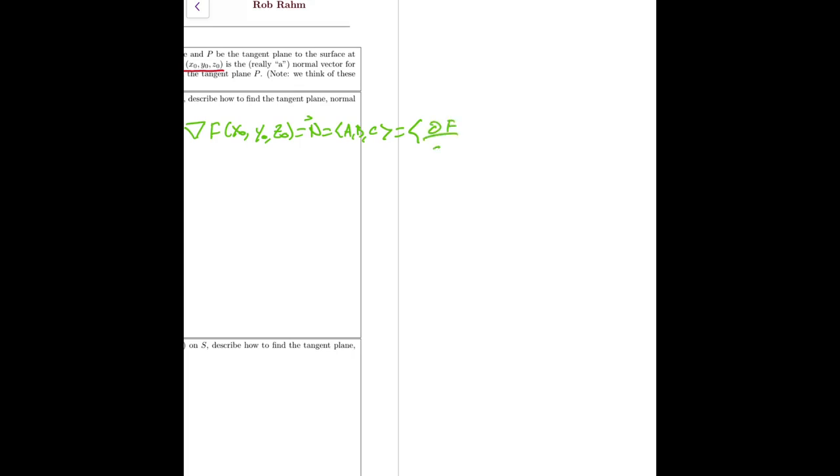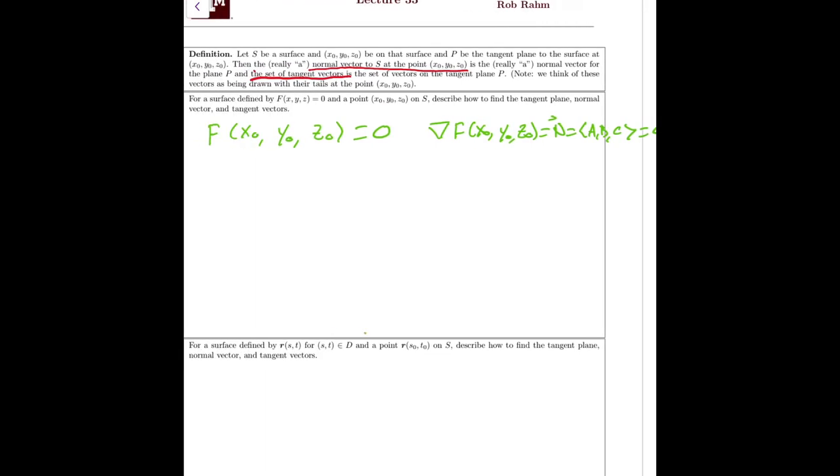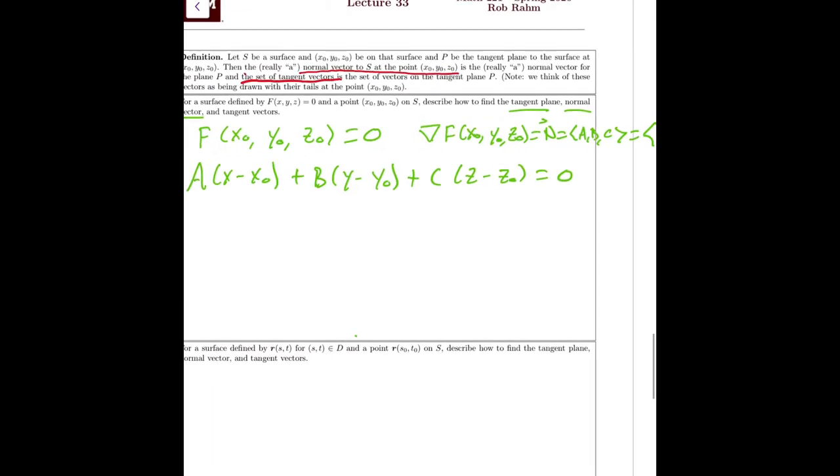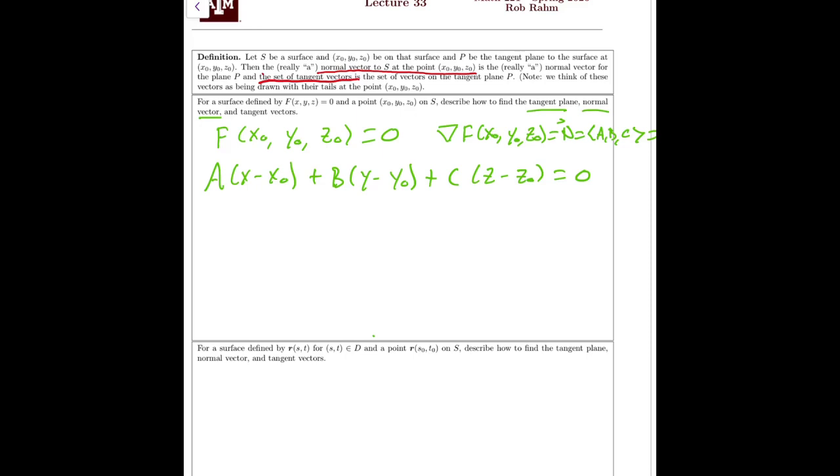But remember, the formula is: this is the partial derivative of f with respect to x, this is the partial derivative of f with respect to y, this is the partial derivative of f with respect to z, all of these partial derivatives evaluated at the point (x0, y0, z0). But I'm just going to use a, b, c. Then we know that an equation for the tangent plane would be a(x − x0) + b(y − y0) + c(z − z0) = 0. This is just the general equation for a plane that has normal vector (a, b, c) and goes through the point (x0, y0, z0). So we've done two things. We've found the tangent plane and the normal vector. The normal vector is (a, b, c), which is given by this formula, and the equation I just wrote down is the tangent plane.